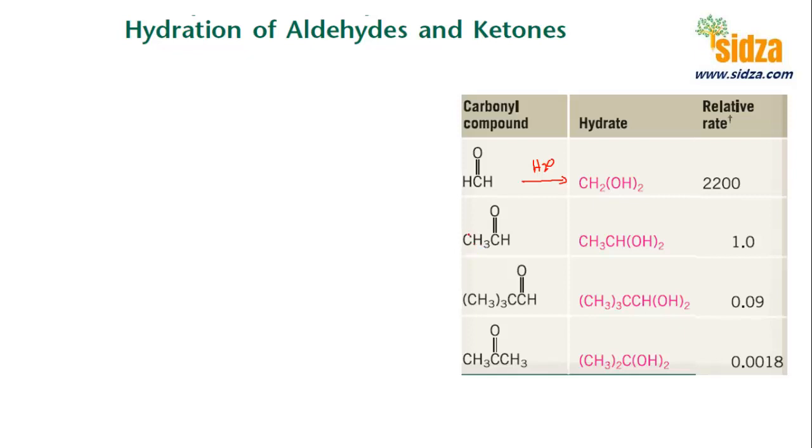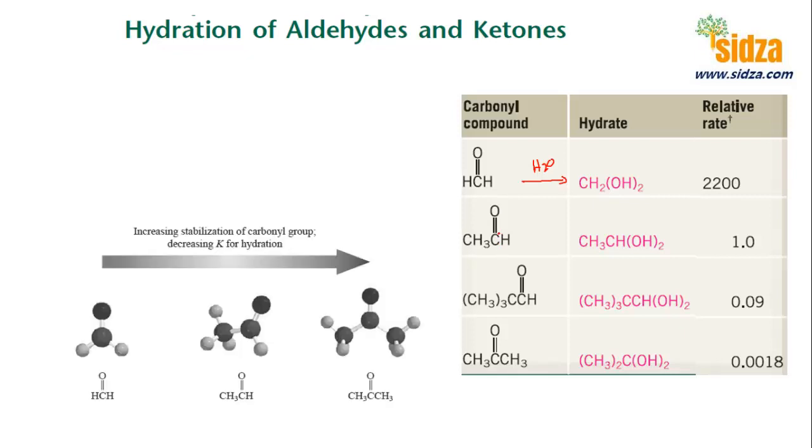right? Why? Because if you increase the size of the alkyl group attached to the carbon, that will decrease the reactivity of the carbon-oxygen double bond. Overall it will decrease the reactivity because of this. You can see here we have a carbon-oxygen double bond, and there are two hydrogen atoms. Now this is much more reactive than the acetaldehyde, because in the acetaldehyde you have a carbon-oxygen double bond, a hydrogen, and also a methyl group.